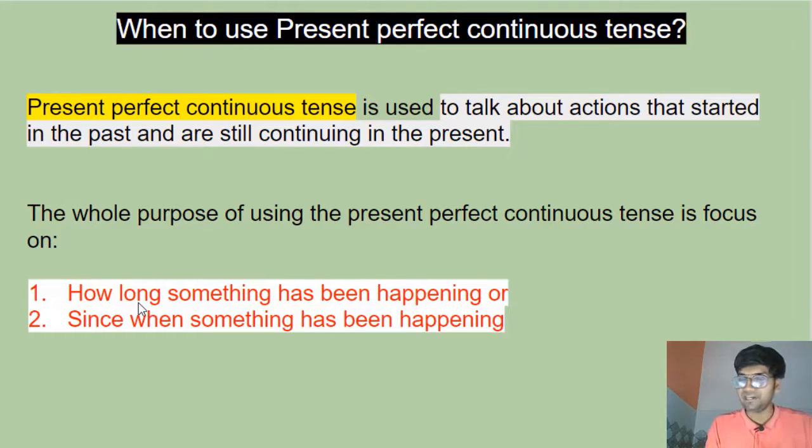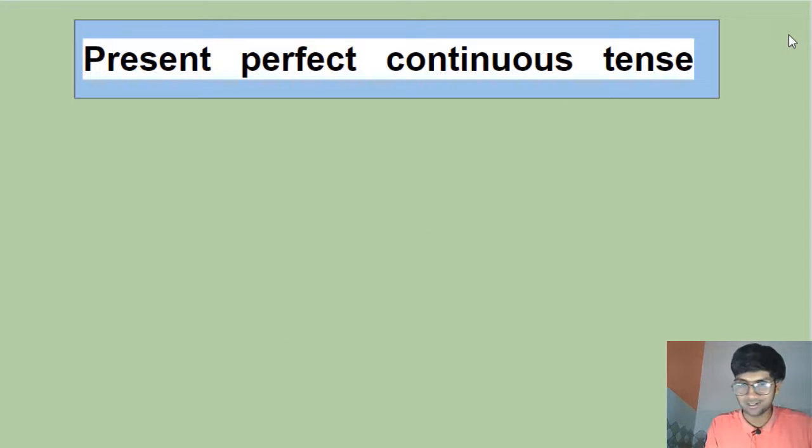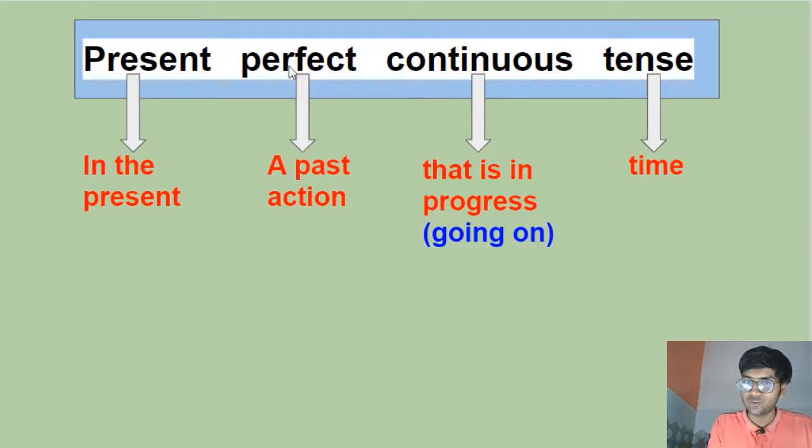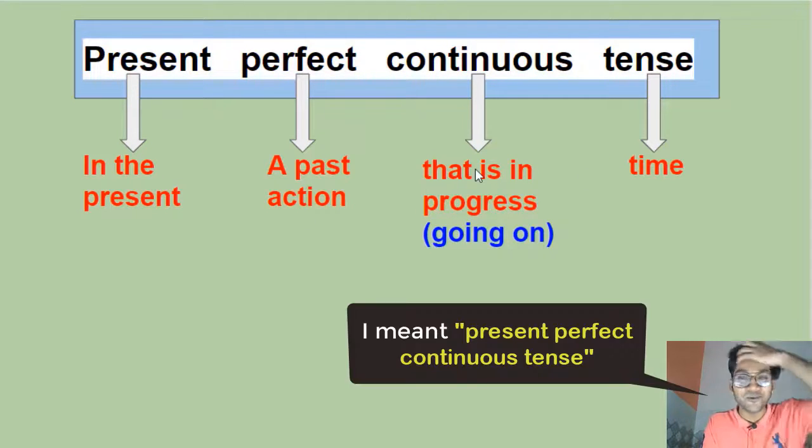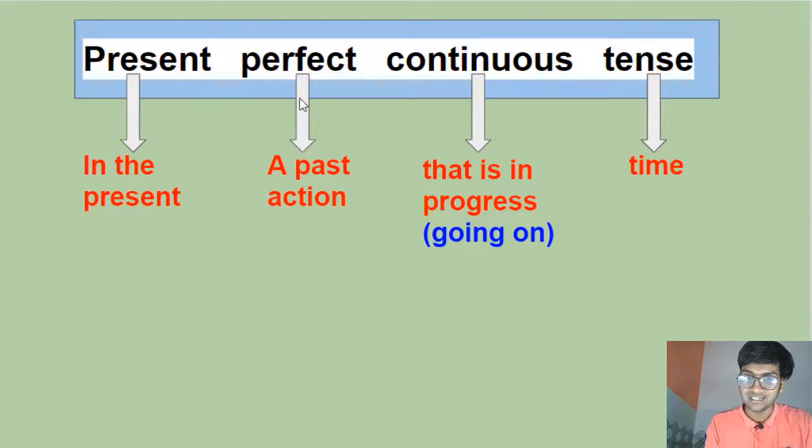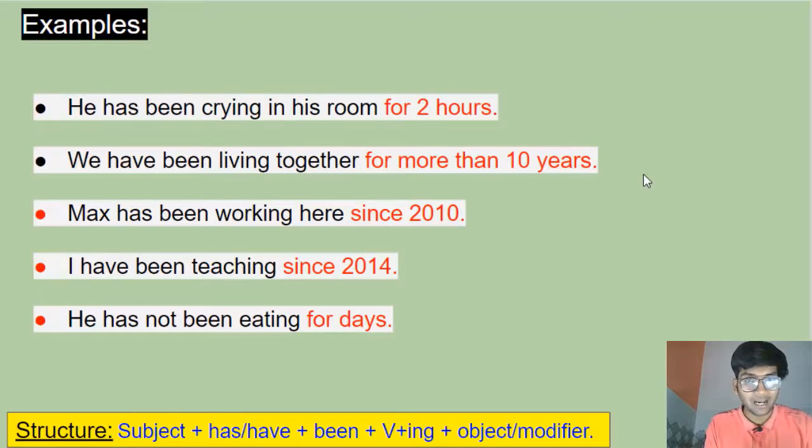Guys, if we just look at the words present perfect continuous tense, I'm pretty sure you'll understand what it means. Have you tried it? Let's do it together. We'll look at the word perfect first. Perfect means a past action, an action already started. Continuous means that is in progress, that is in continuity, going on. Present in the present tense means time. So we're talking about an action that started in the past, perfect, already started in the past, continuous is going on in the present time. This is what present perfect continuous tense is all about. We're talking about an action that already started in the past, but it is still going on in the present time.